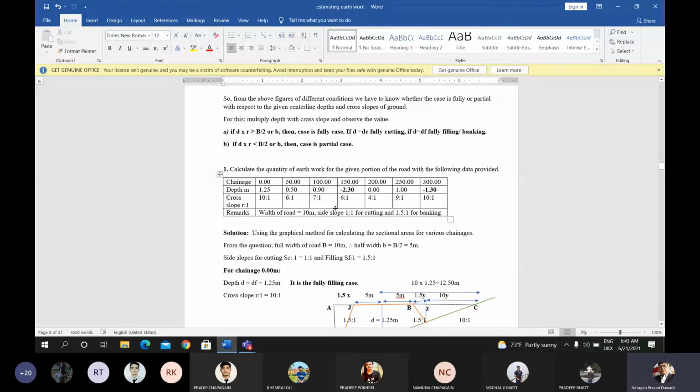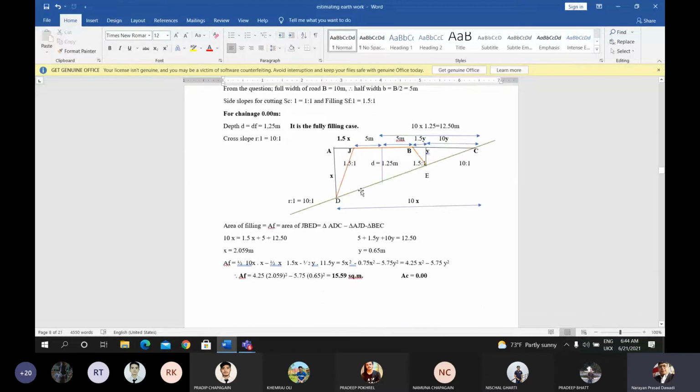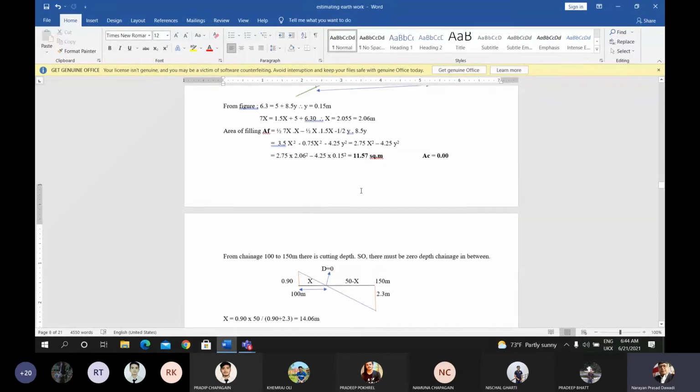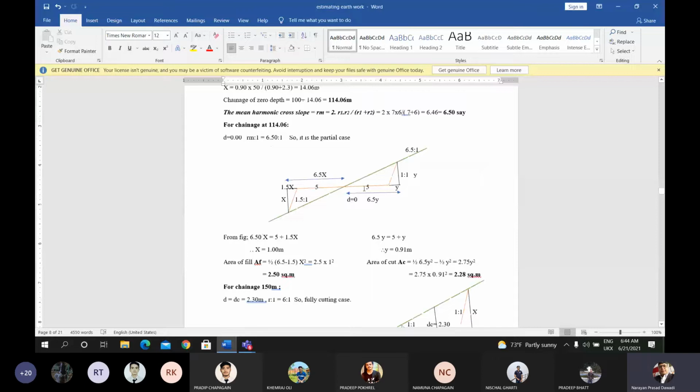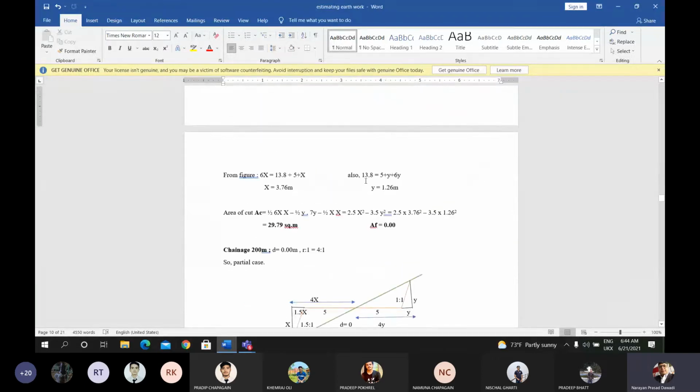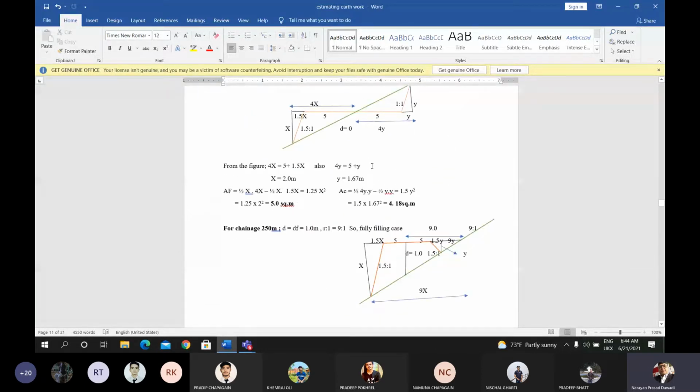The preceding section is 7 and the succeeding section is 6 cross slope. With the help of this cross slope, the mean harmonic cross slope of the 0 depth chainage is calculated. The 0 depth chainage is 114.06 meters. The mean harmonic cross slope is calculated using the formula 2 r1 r2 divided by r1 plus r2.